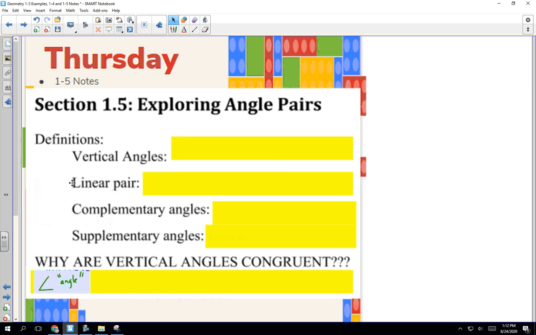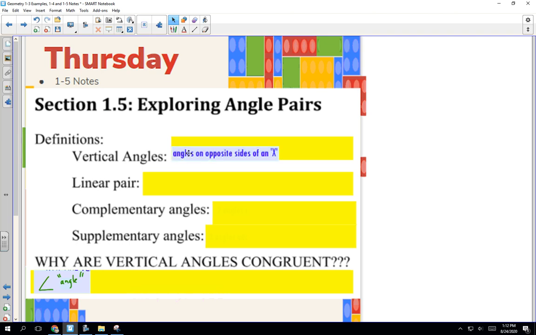All right, these are notes on 1-5, exploring angle pairs. We talked about angles in the last one. Now we're going to talk about pairing them up. We have some definitions. Again, I want you to write down the words and the pictures for these definitions.